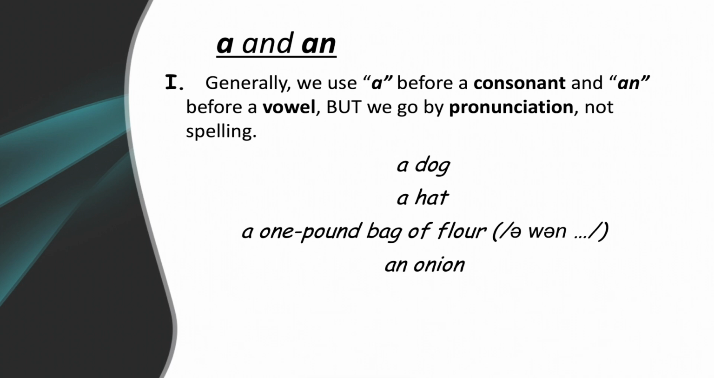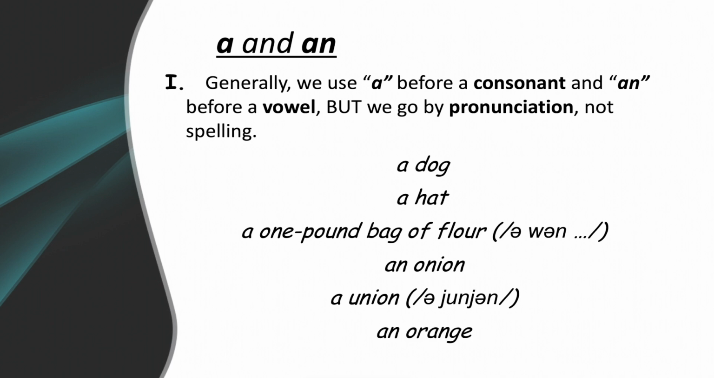Next is an onion. Then a union. Yes, we use a because the first sound of the word union is Y, and that's a Y sound. You might remember that we say that a Y is sometimes a vowel, but it's usually a consonant sound. In the word union, the Y is a consonant.